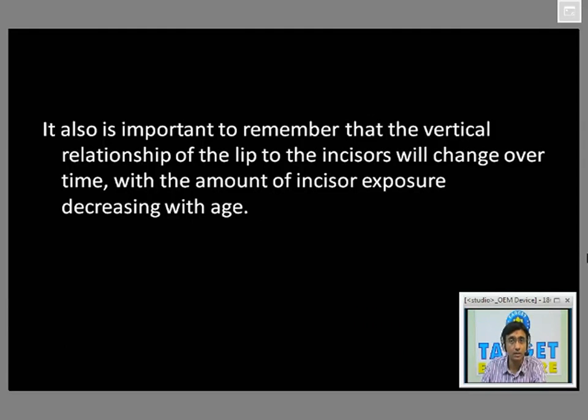Also, it is important to remember that the vertical relationship of the lip to the incisors will change over time. That is, the vertical relationship of lip to the incisor would change over time, with the amount of incisor exposure decreasing with age. That means what? Are the incisors getting intruded? No, the incisors are not getting intruded, but the lips become less tonic. That is, the tone of the lips is lost. Hence, the youthful smile changes into the old smile as the age advances.